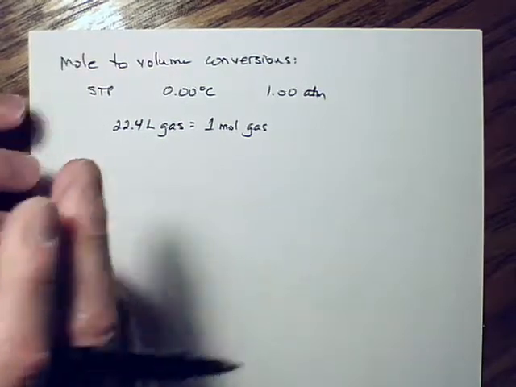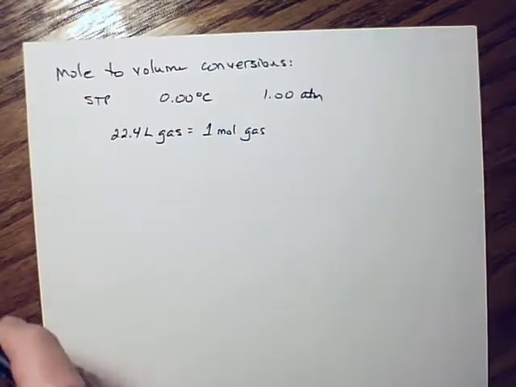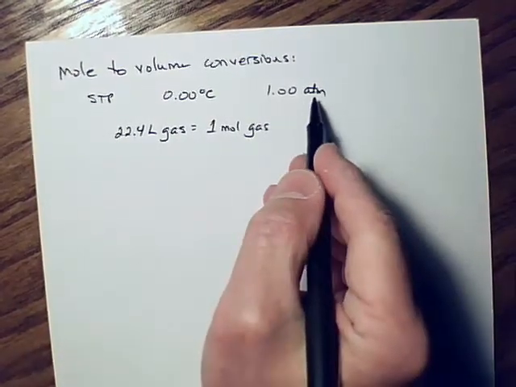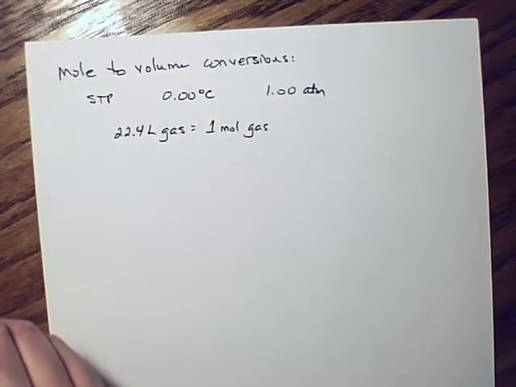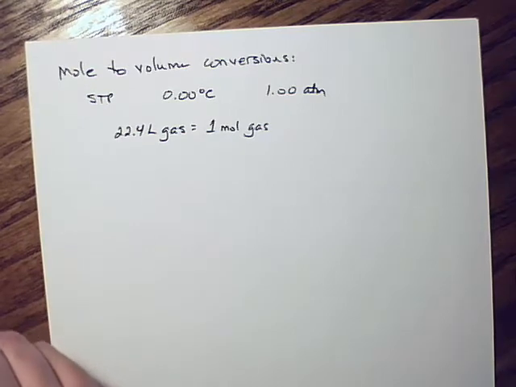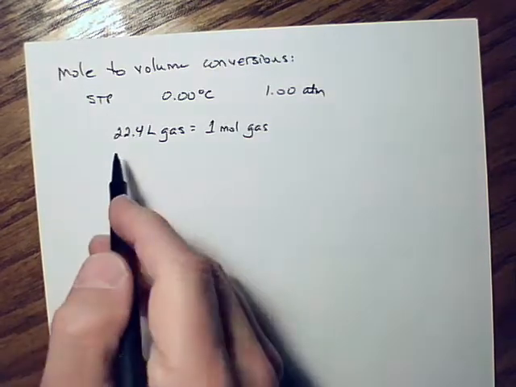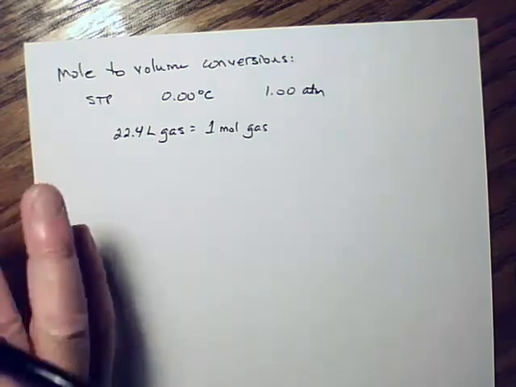Atmosphere is ATM. That's a pressure unit. You know, when you put air in your tires, you usually do it in PSI here in the United States, but atmosphere is a different unit of pressure. We've got about 4 or 5 different units of pressure we use in chemistry. 22.4 liters of a gas is 1 mole of a gas.